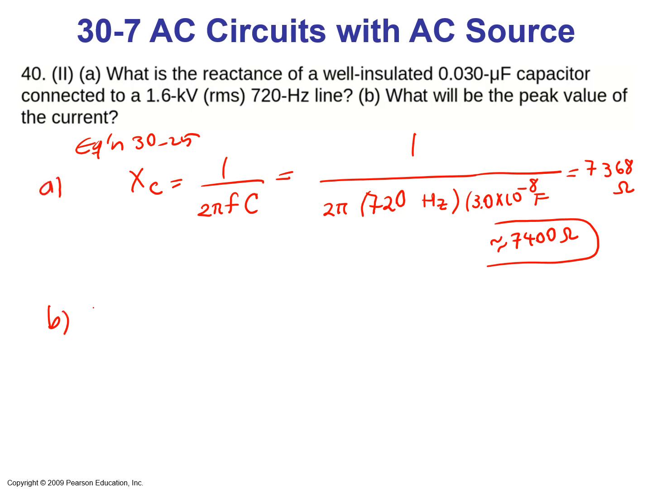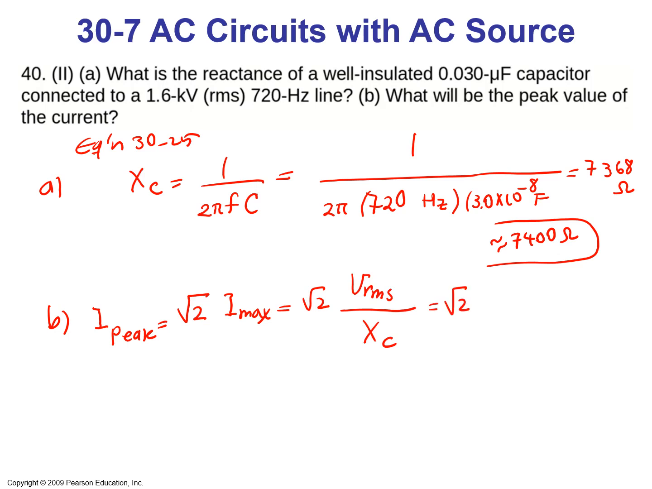For part B, we can find the peak value of the current from Ohm's law. It's given by peak value of current is equal to root 2 times the RMS current. It's given by root 2 Vrms divided by the reactance, and gives root 2 times 1600 volt divided by 7368 ohms, and that gives 0.31 amps.